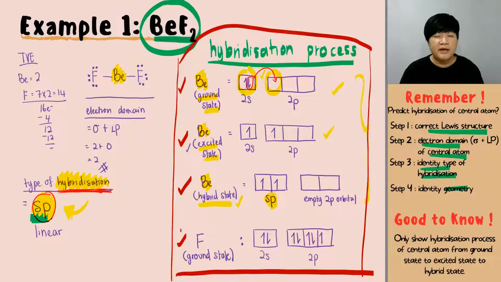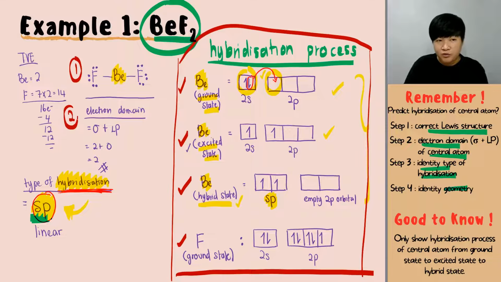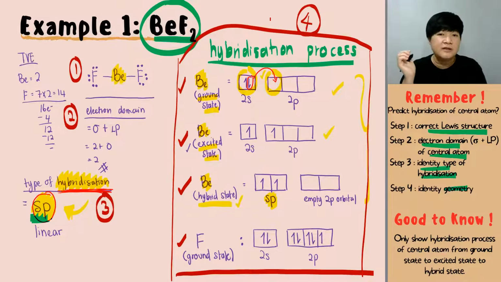Okay? But bear that in mind. Your hybridization process must come after the correct Lewis structure, followed by the correct electron domain. After you know the hybridization of the central atom and the molecular geometry, then only you can move to your hybridization process. Can you see the flow? Okay, so it's not something that you can get straight away. No, you need to draw the Lewis structure, find the electron domain, identify the hybridization, then only you can do the hybridization process. Simple. Okay, it's basically the things that we've been repeating.